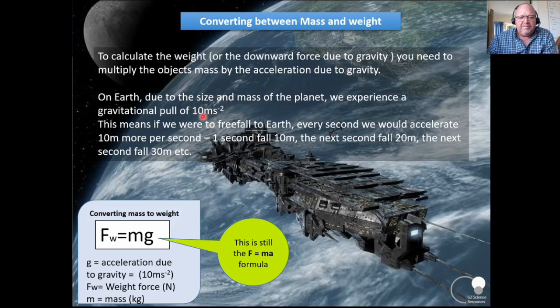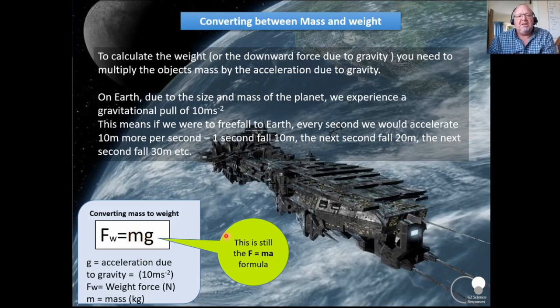So your weight force is your mass, how massive you are, multiplied by gravity. And that gravity is an acceleration. It is still acceleration. Gravity is just the acceleration of the pull of the earth upon us. So weight force is F equals m times a, or F equals m times g.